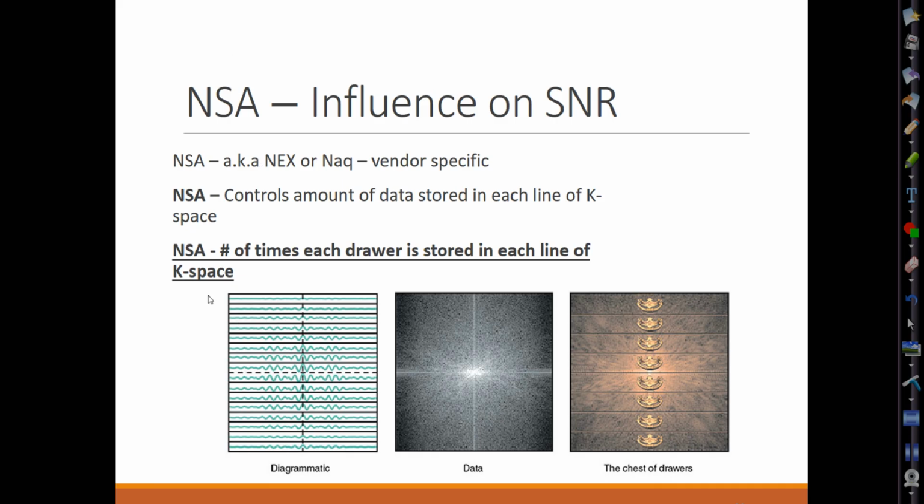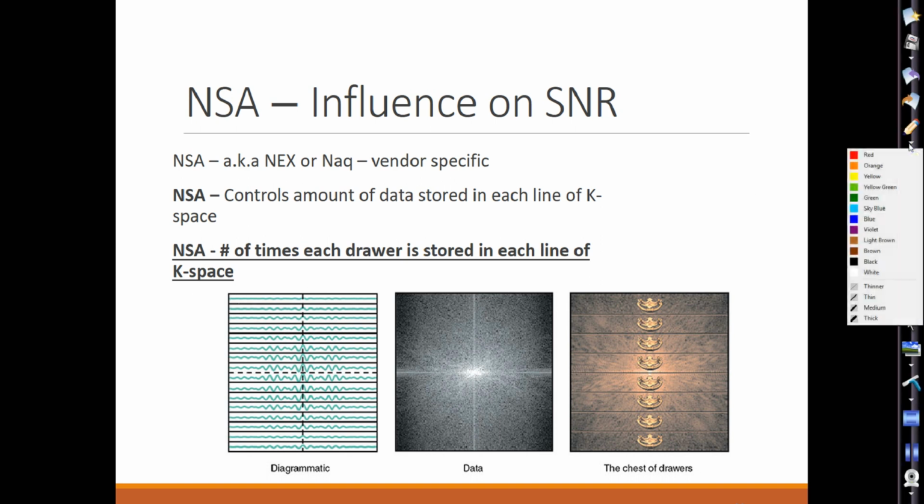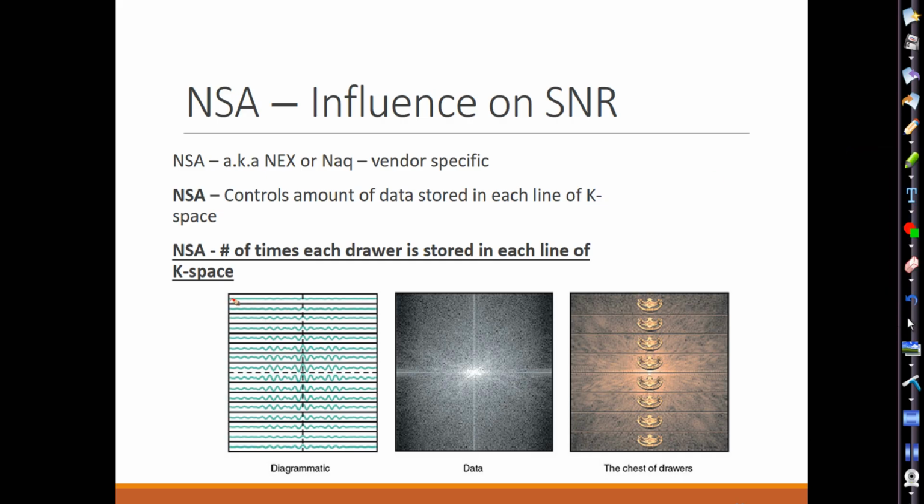So each TR period, we fill one row of K-space, and that's with an NSA of only 1. But if we increase NSA to 2, we go back and fill that same line of K-space again with signal. So you fill it with signal, but you also fill it with noise.